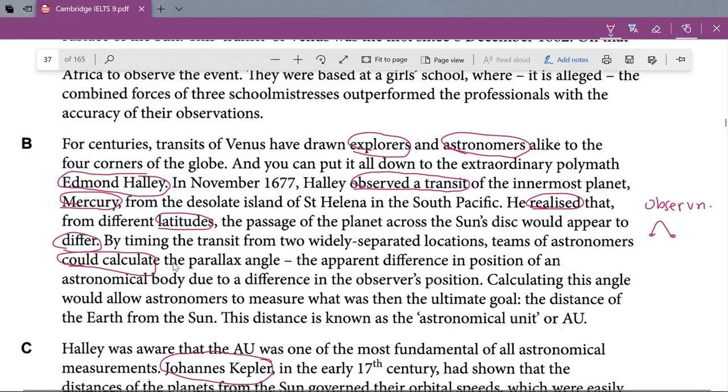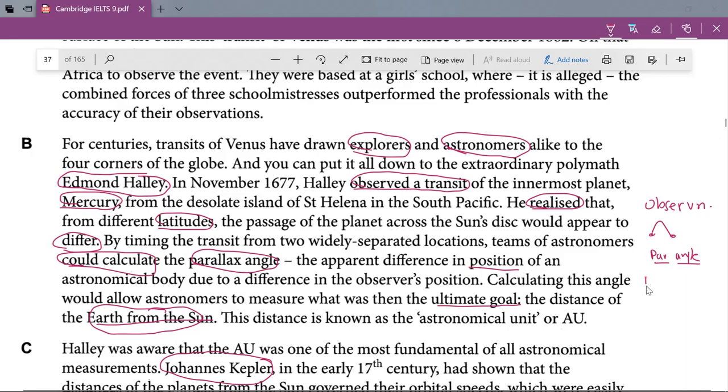Okay. But timing the transit from two widely separated locations, teams of astronomers could calculate, so this is like a possibility, the parallax angle. Okay, so people will be able to find out something called the parallax angle. So this is the parallax angle, how to calculate this: the apparent difference in position of an astronomical body due to a difference in observer's position. Okay, difference in the body's position because of difference in the observer's position. Calculating the angle would allow astronomers to measure what was then the ultimate goal. So what is the ultimate goal? The distance of Earth from the Sun. Okay, this distance is known as the star.